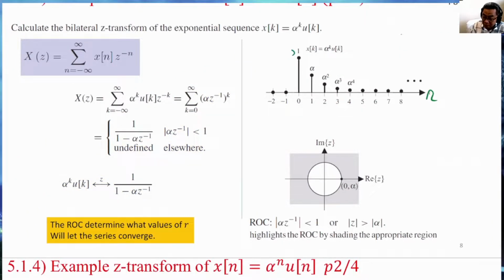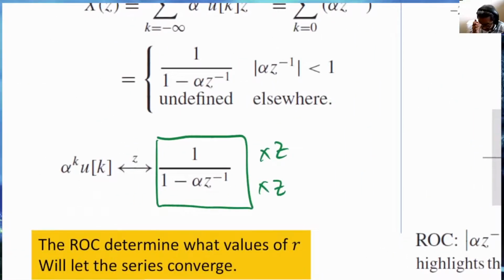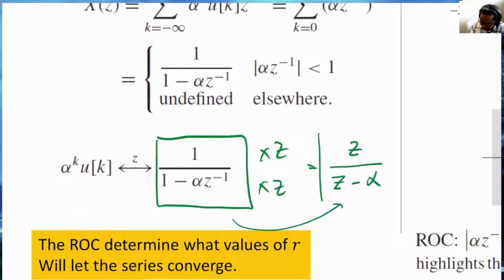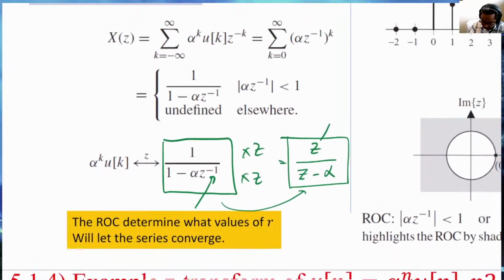Let's continue to study the Z-Transform representation. You multiply by z on top and bottom, so that we are going to remove the negative powers of z. So on top will become z, and in the bottom will become z minus alpha. So these two representations are identical. One is in negative powers of z, and one is in positive powers of z. Depending on which one you like to deal with, you can choose either one.